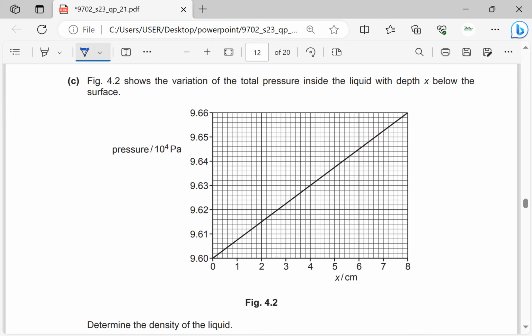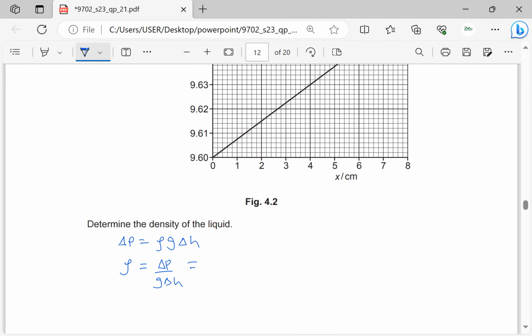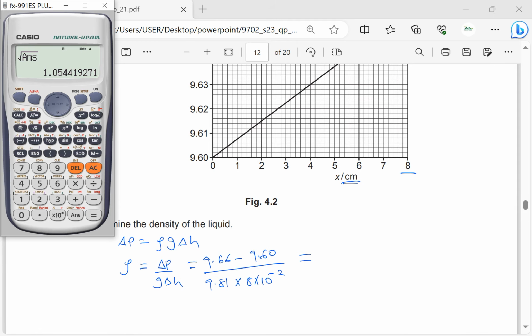So the difference in pressure: at the bottom it is 9.66 minus, at the top, 9.60, divided by g, which is 9.81, times the difference in height, 8 to 0, which is 8 times 10 to the power negative 2, because this is in centimeters. So I'll press my calculator.